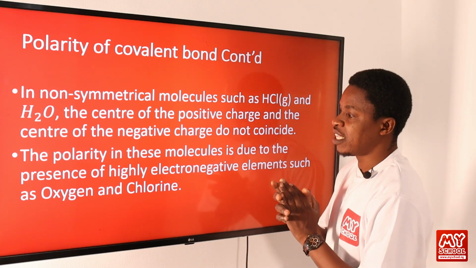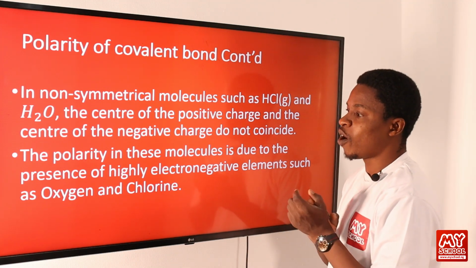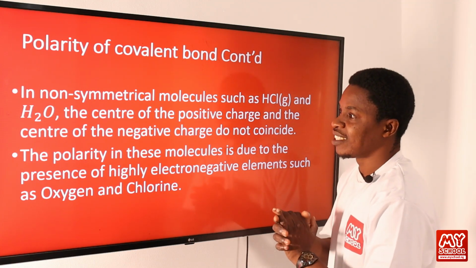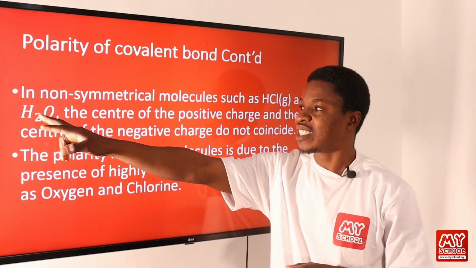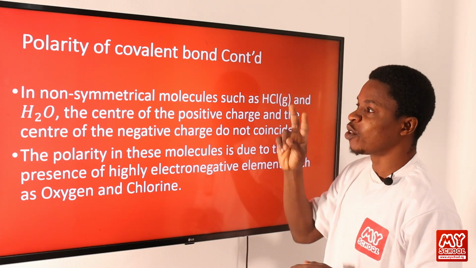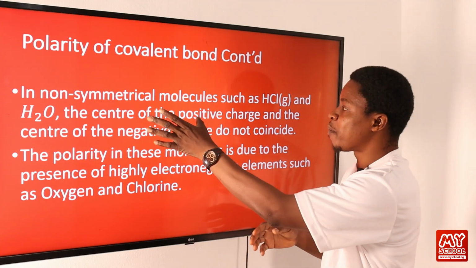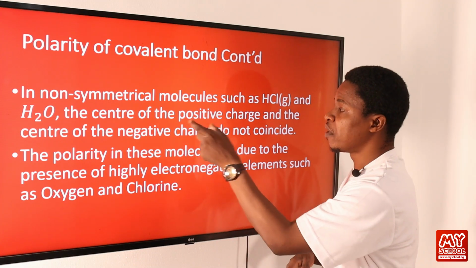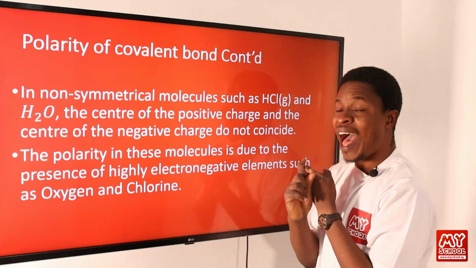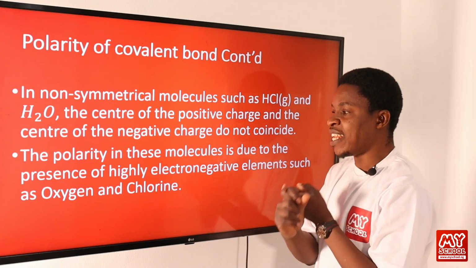So the polarity in these molecules, that's water and HCl, is due to the presence of highly electronegative elements such as oxygen and chlorine. So by default, this is H2O, an H2O molecule, and then hydrogen chloride. Both of them are non-symmetrical, and what makes them non-symmetrical? Because the center of the positive charge and the center of the negative charge do not coincide, and because both of them have highly electronegative elements. Okay, there's a presence of highly electronegative elements.